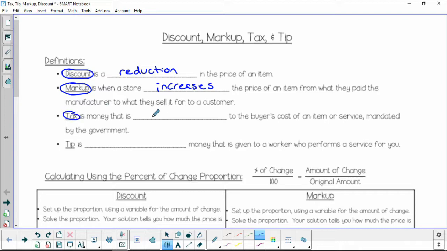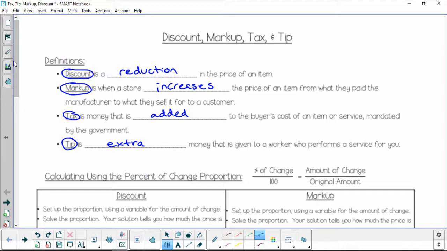Tax is money that is added to the buyer's costs of an item or service mandated by the government. It goes to pay for lots of different things. And finally, tip. Tip is extra money that is given to a worker who performs a service for you. Generally, minimum wage for people who can earn tips is way less than that for regular other jobs. So in our country, tips are a cultural expectation.